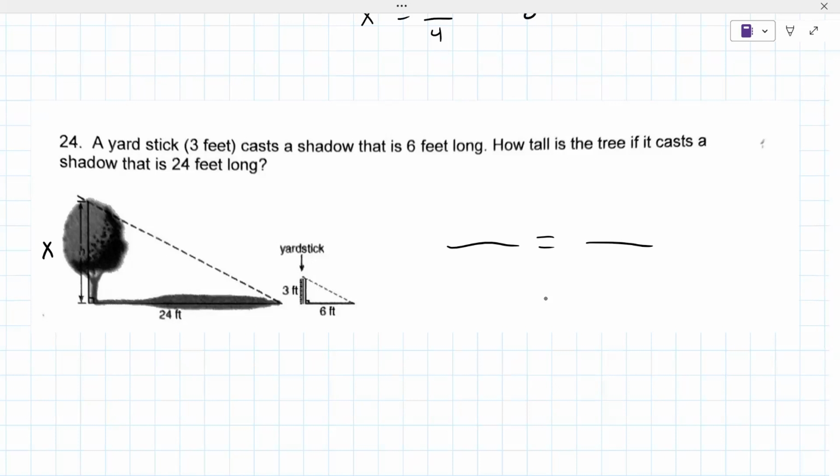Would you do 6 feet on the top or 6 feet on the bottom? You get to pick. You just have to be consistent. I'll do it on the bottom. What are you going to put on the bottom? 6 feet on the bottom, 3 feet on the top, and then 24 feet on the bottom and X on the top. Okay, that works.